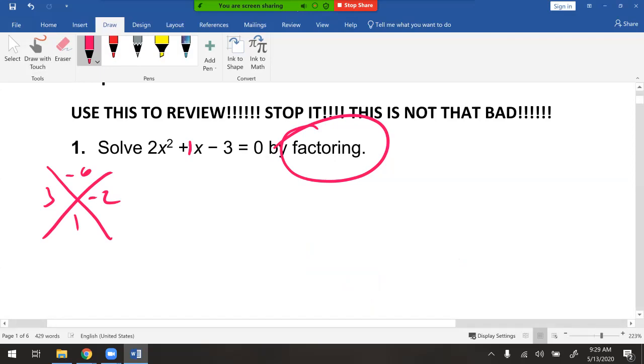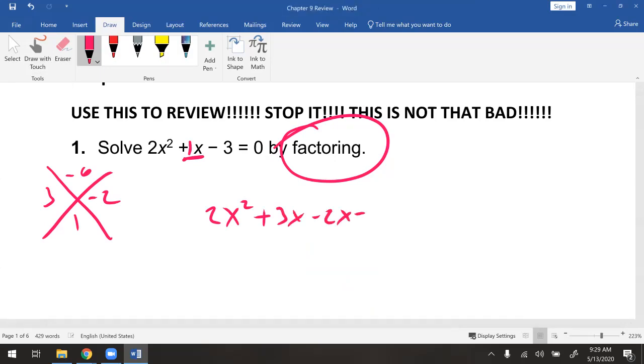Okay, here we go. In this case, we take that 1x and we expand the middle: 2x squared plus 3x minus 2x minus 3. Then we group two at a time to see what we can take out. In this group right here, the only thing I can factor out is an x, so I'm left with 2x plus 3. In the other group, I can't take anything out, but I'm going to put a 1 as a placeholder.